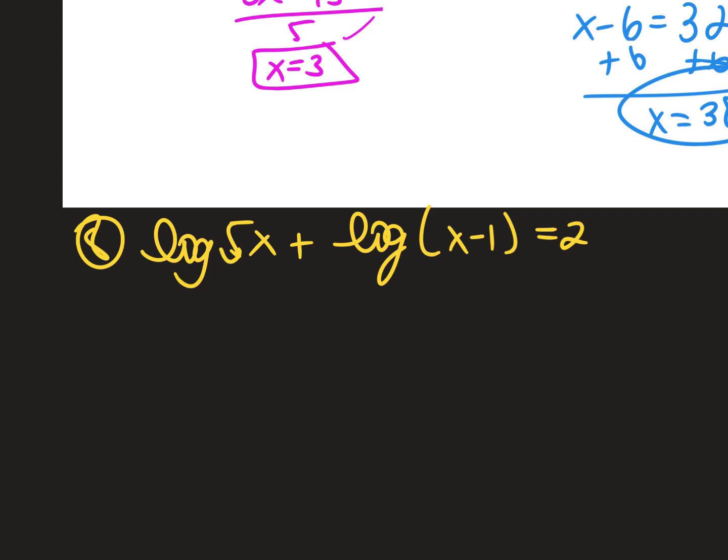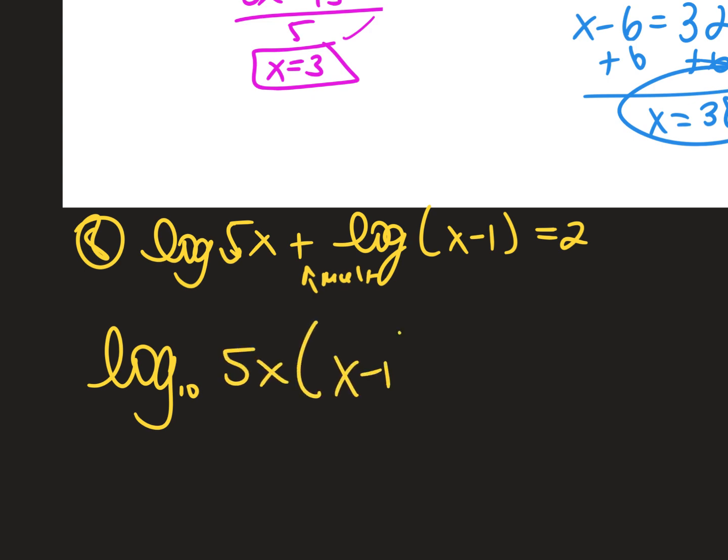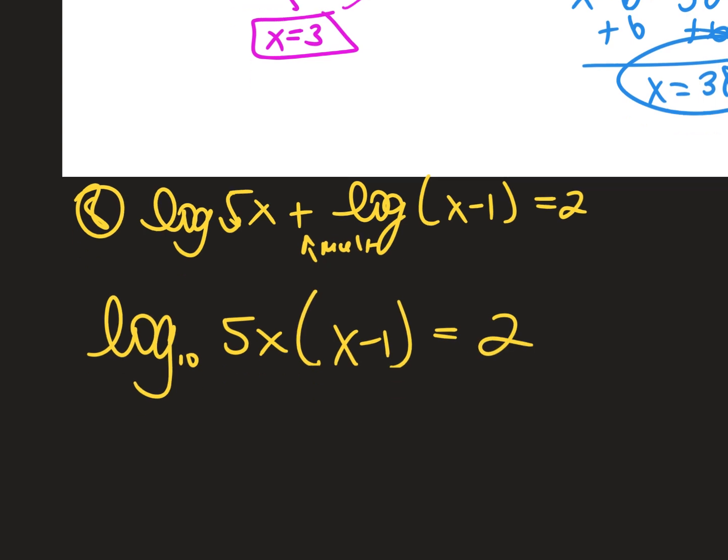I got to smush them together. The math word for that is condensing. But if you guys want to say smush it together, that's fine if you know how to mathematically do it. I can rewrite log one time. I'm going to put a little base of 10 there just so I don't forget. And when I smush together, when I condense, what does my addition become? Multiplication. When I see this, I go, ooh, that's multiplication. So I'm going to write this as 5x times x minus 1 equals 2.